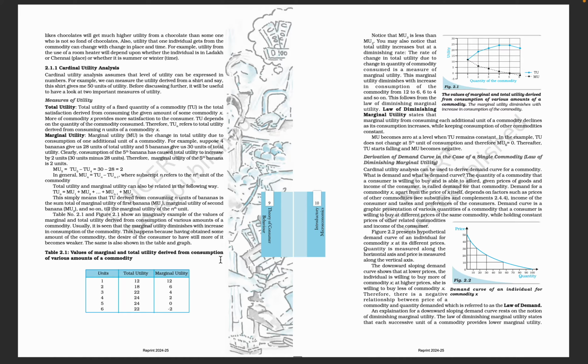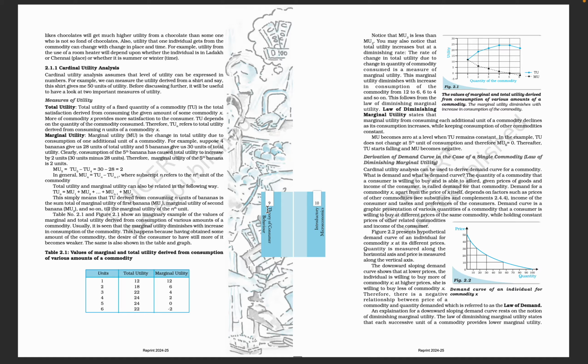MU becomes 0 at a level when TU remains constant. In the example, TU does not change at the fifth unit of consumption, and therefore MU5 equals 0. Thereafter, TU starts falling and MU becomes negative.